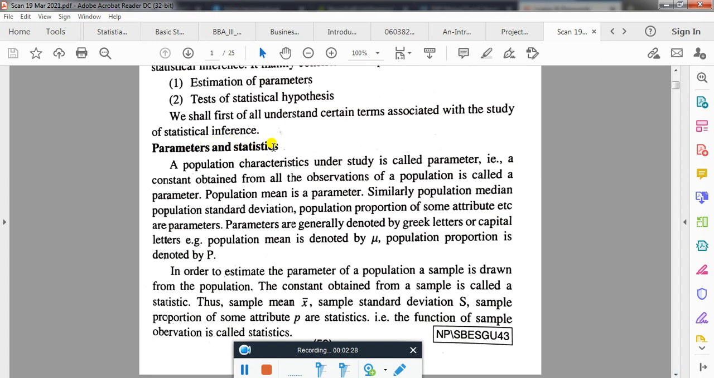Now against the parameter we have one more value, that is statistics. Now what is statistics? The same kind of thing we define in parameter, we can define in a similar manner: a sample characteristic under study is called statistics.